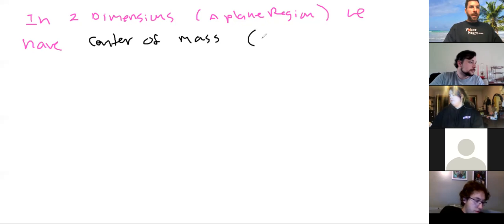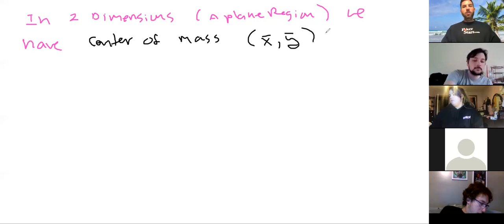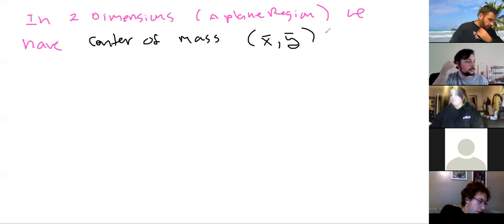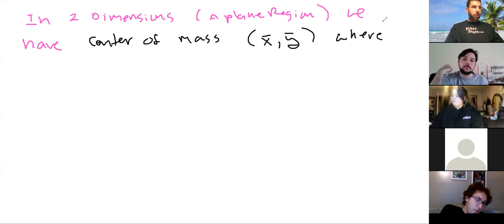So the center of mass is no longer 1 point, it's actually 2 points, which we'll call x bar and y bar. And we're going to have very similar expressions. What are x bar and y bar? So x bar equals the following.